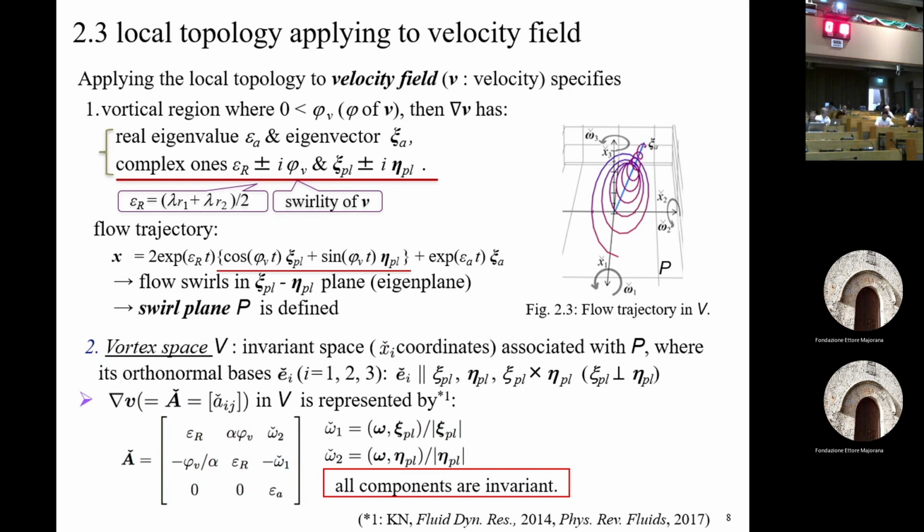And now we can define a vortex space, that is a Galilean invariant coordinate system associated with the swirl plane, where orthonormal bases are parallel to xi PL, eta PL, and their normal vector. In the vortex space, the velocity gradient tensor can be expressed by invariant components by these equations. So the velocity gradient components are expressed by eigenvalues and the vorticity component parallel to xi PL or eta PL.